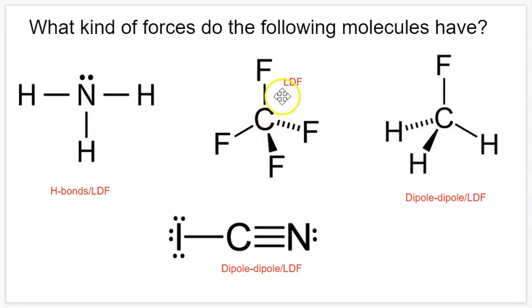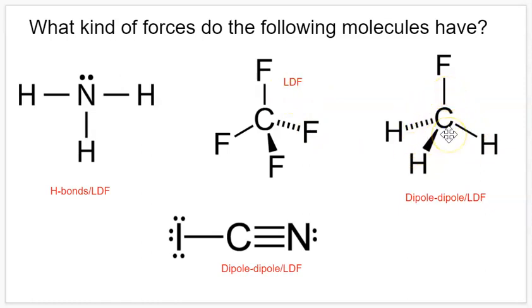All right, now let's look at carbon tetrafluoride, CF4. This is just going to be London dispersion forces. Even though the carbon-fluorine bond is highly polar, you can see because of its tetrahedral geometry that all of these forces are going to pull in opposite directions and therefore cancel each other out and not have a net dipole overall. So this is going to be a nonpolar molecule, which means it's only going to have access to London dispersion forces.